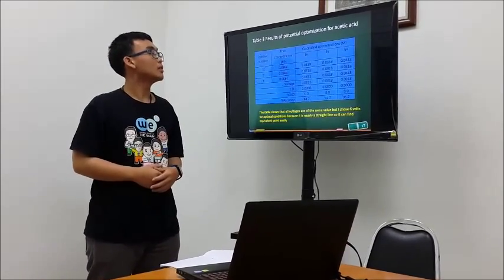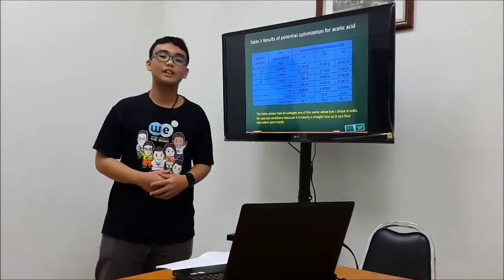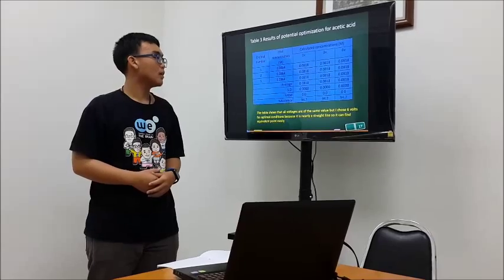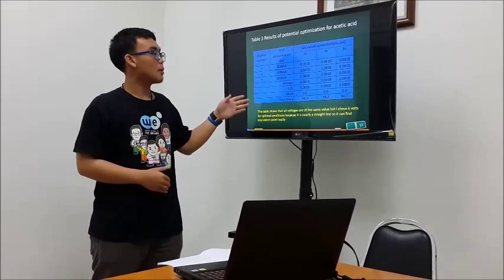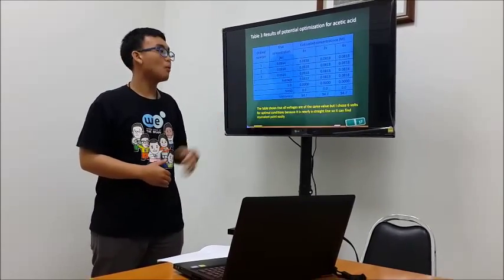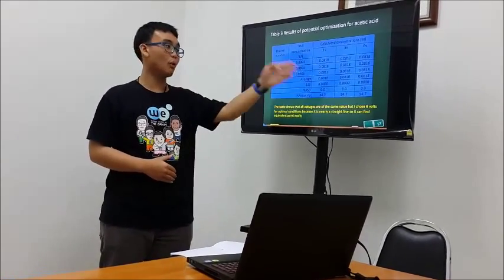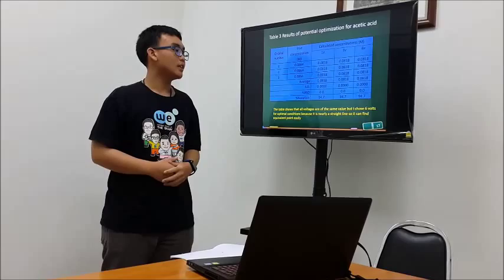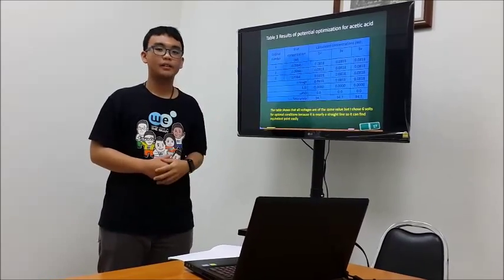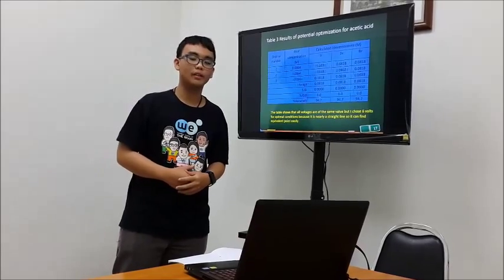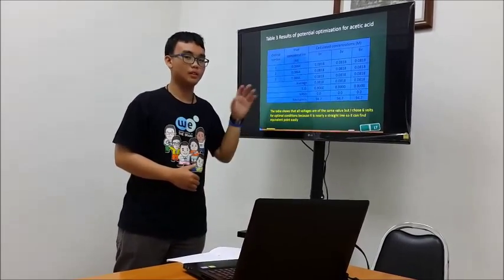Table 3. Results of potential optimization for acetic acid. The table shows that all voltages give the same value, but I chose 6 volts because it is nearly a straight line, so the equivalence point can be found more easily than with the others.